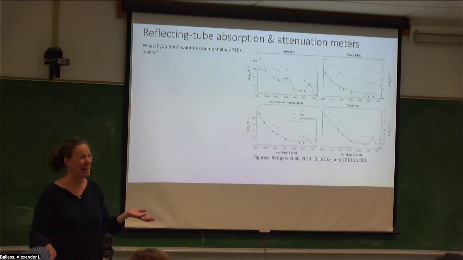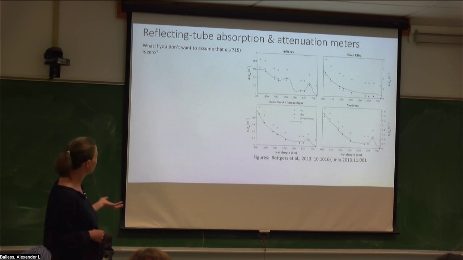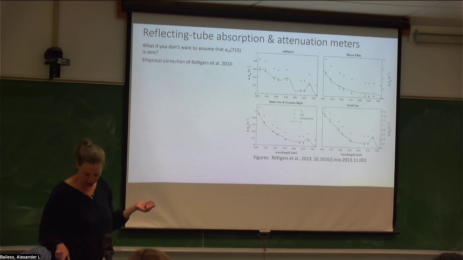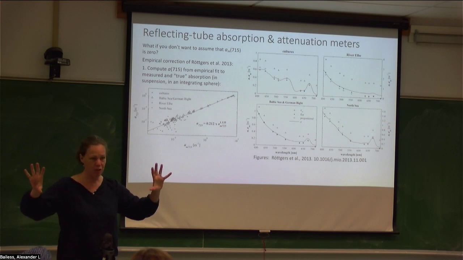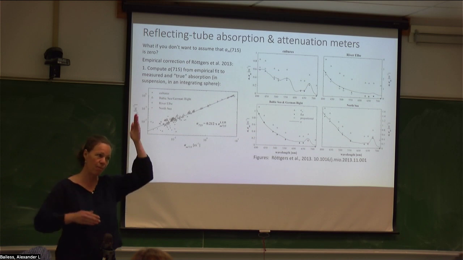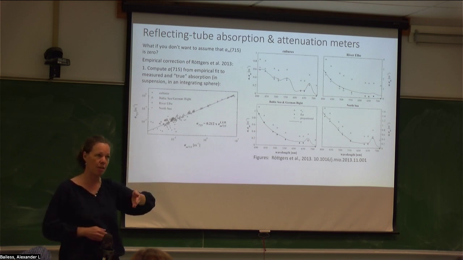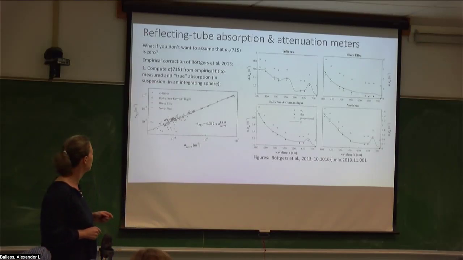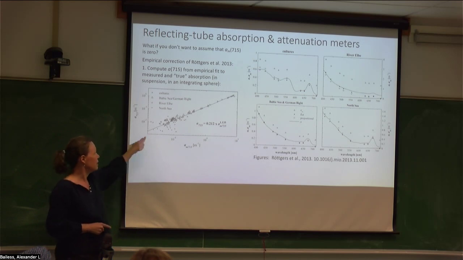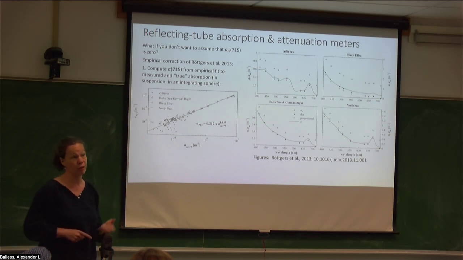So if you don't want to make that assumption, what else could you do? In this particular study, they took a whole bunch of samples and got the measured absorption at 715 and then compared it to paired measurements of the same samples in an integrating sphere and came up with an empirical relationship between absorption at 715 for real and absorption at 715 as measured, and then used that to do a correction. So that's another option.